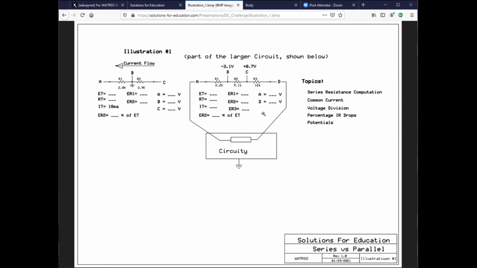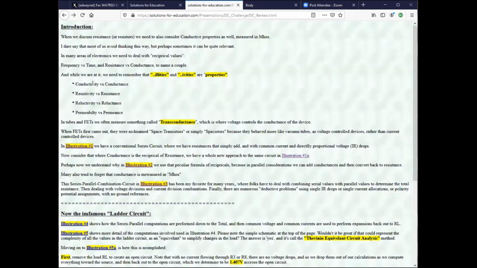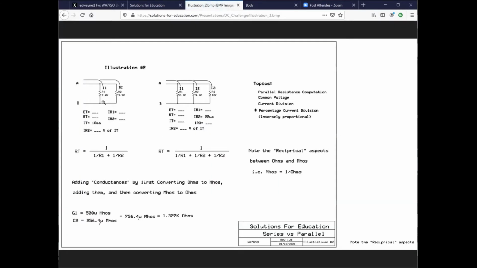By the way, again, this is a legitimate test. That is a quiz or a test, and you can use it as such as a worksheet to teach with. Here we go, next diagram. Illustration number 2. Here we go. Now we have a parallel circuit. Now, in this parallel circuit, we have a problem.